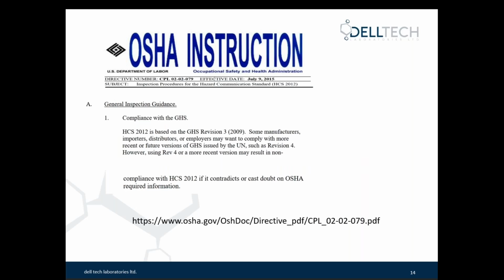One thing to note is that the U.S. Department of Labor issued an OSHA instruction document, which was effective on July 9th of 2015. In this document, on page 5 to 6, the guidance indicates that the US HCS 2012 is based on GHS revision 3. However, in the U.S., you are permitted to use more recent revisions as long as the information doesn't contradict or cast doubt on OSHA required information.